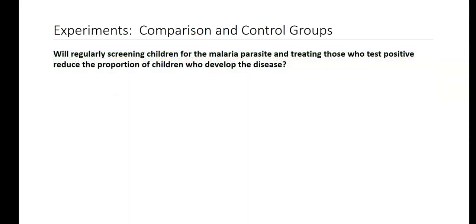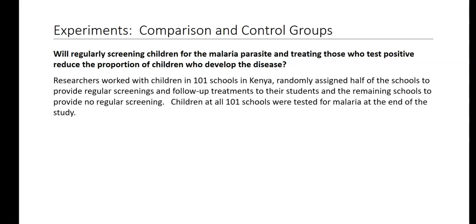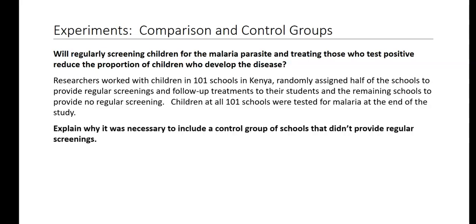We're regular screening for children for the malaria parasite, and treating those who test positive reduced the proportion who develop disease. So they worked with 101 schools in Kenya, randomly assigned half the schools to provide regular screenings and follow-up treatments to students, and the remaining schools to provide no regular screening. Children in all 101 schools were tested for malaria at the end of the study. Why is it necessary to include a control group of schools that didn't provide regular screenings?